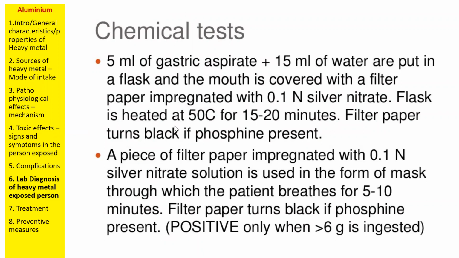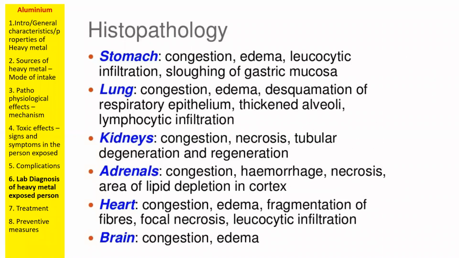So the tests we can do here include gastric aspirate. Usually we will send a pipe into the stomach and take a lavage, a gastric juice, and we will go for detection of the corresponding metal that we suspected. We will take a piece of filter paper, keep this gastric juice on the filter paper, and filter it. Then we will add 0.1 normal silver nitrate solution, which is used for detection. Silver nitrate will react with the aluminum phosphide and result in a black color. So if the filter paper becomes black, that indicates the presence of phosphine or aluminum toxicity in the body. So that's all about aluminum.